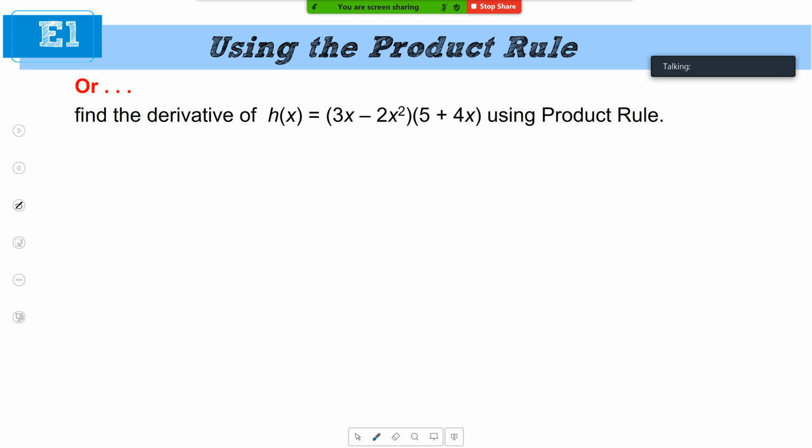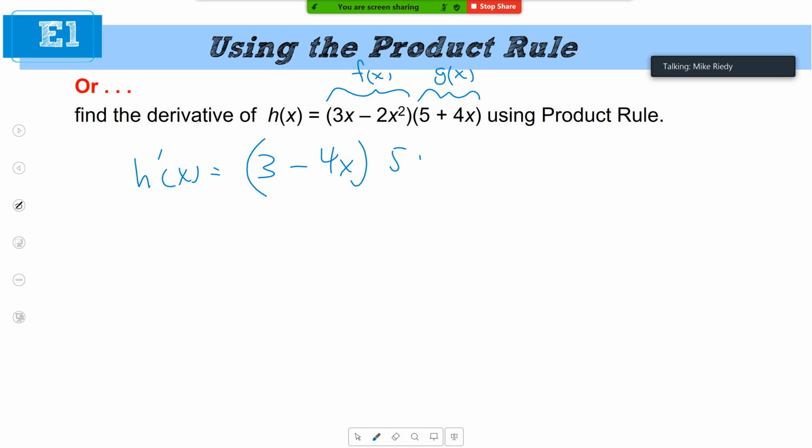Okay. All right, so the product rule works like this. We have two terms here, this first term and this second term. And so for discussion purposes, we're going to call this f of x, and we'll call this g of x. Okay, two functions multiplied together. The product rule says the following. In order to find the derivative of a product, you take the derivative of the first term and multiply it by the second term. So you don't change the second term at all.